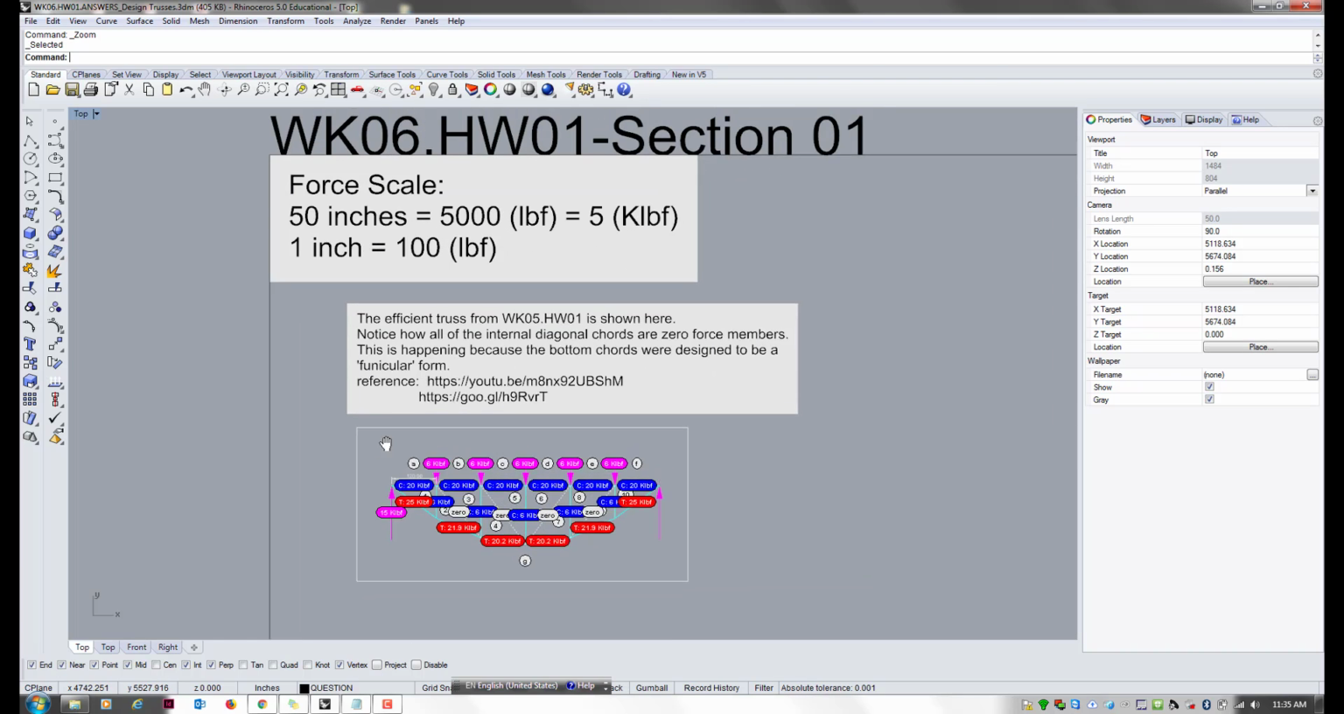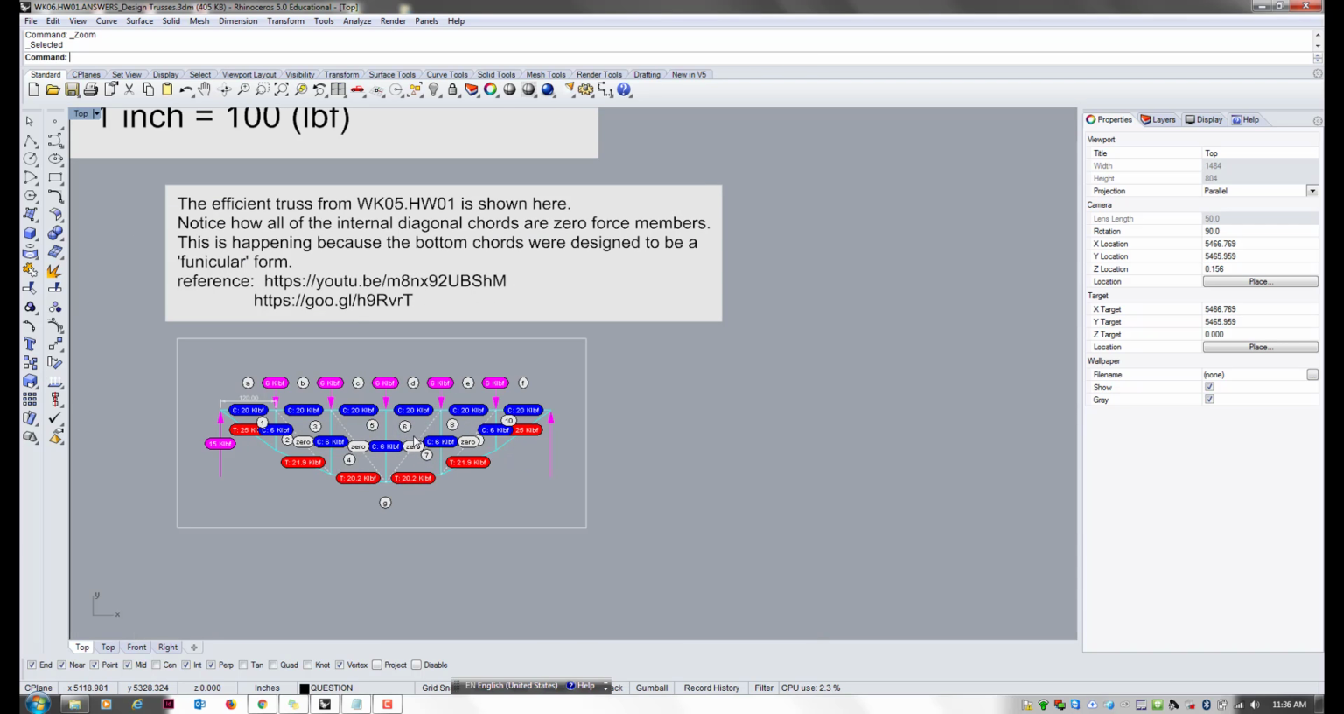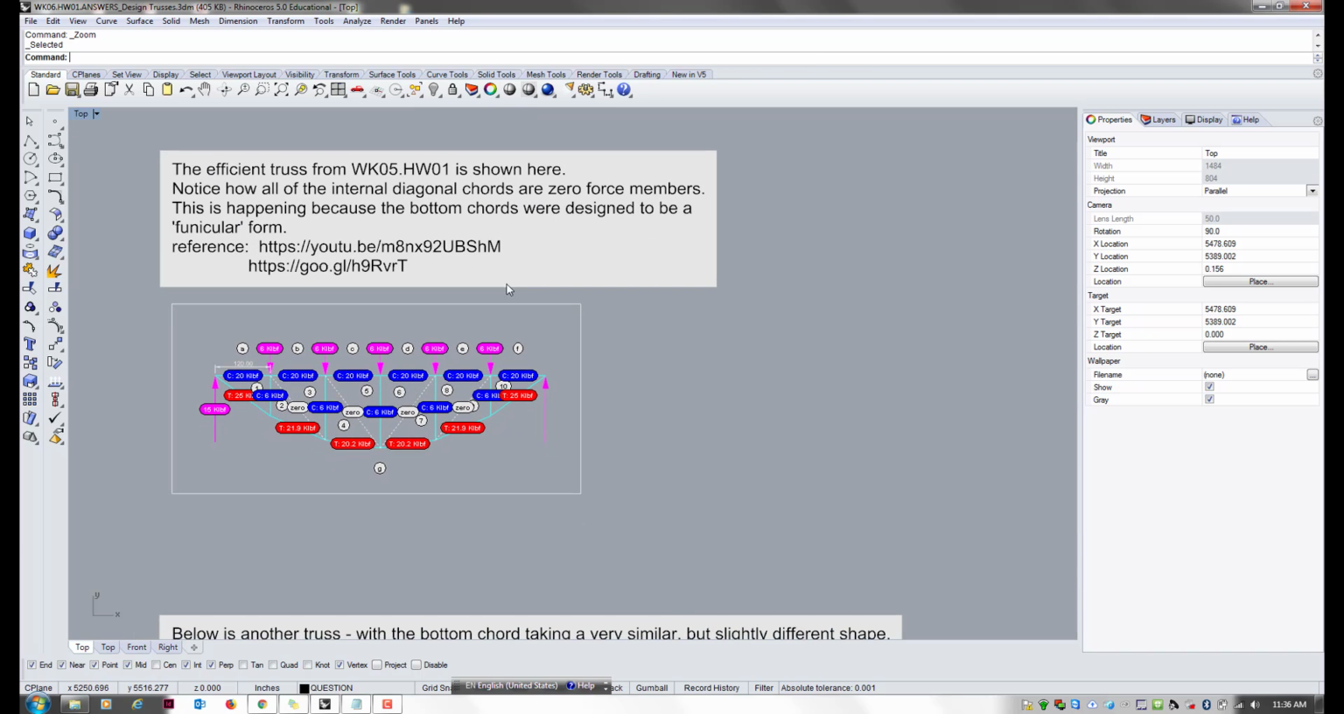So this is something that we didn't cover in the class, but I think it would be a good exercise. And so I will show you how to approach solving this problem, and hopefully you can do it. So first, it says the efficient truss from week 5 homework 01, which is the previous week's homework, is shown here. This is something that we designed using the graphic method.